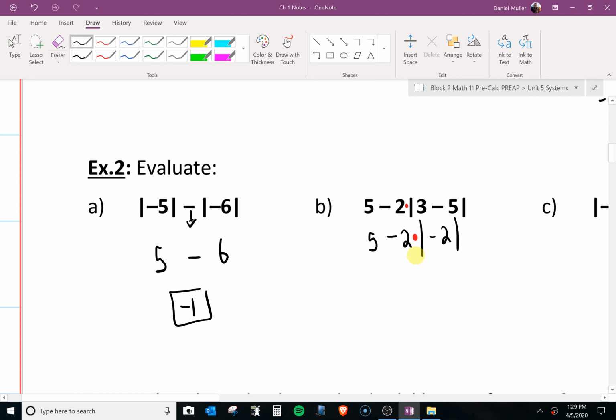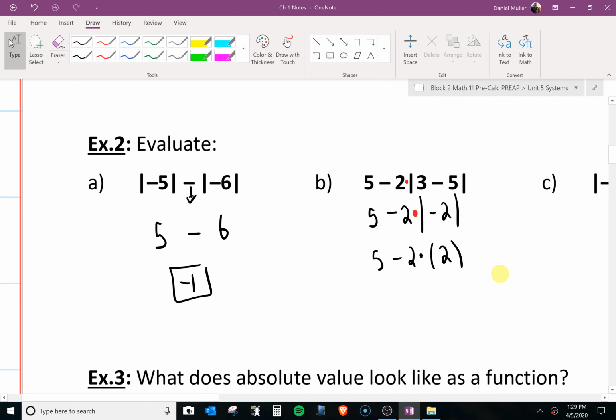So we can't go 5 minus 2. We have to go 5 minus 2 times something. And we have to times by the absolute value of negative 2. Now the absolute value of negative 2 is just 2. So I took the absolute value and then I put it in round brackets to indicate that I've now eliminated the absolute value. Now BEDMAS says you have to do this first. So 5 minus 2 times 2 is 4. And now I can do the subtraction. 5 minus 4 is 1. So this is actually one of the most challenging.